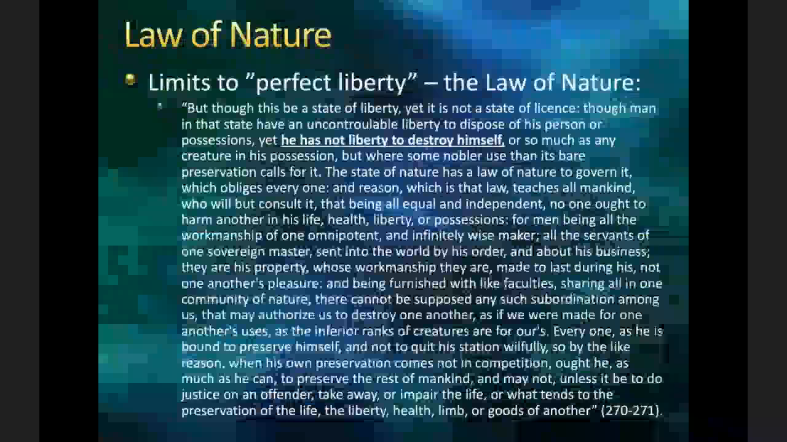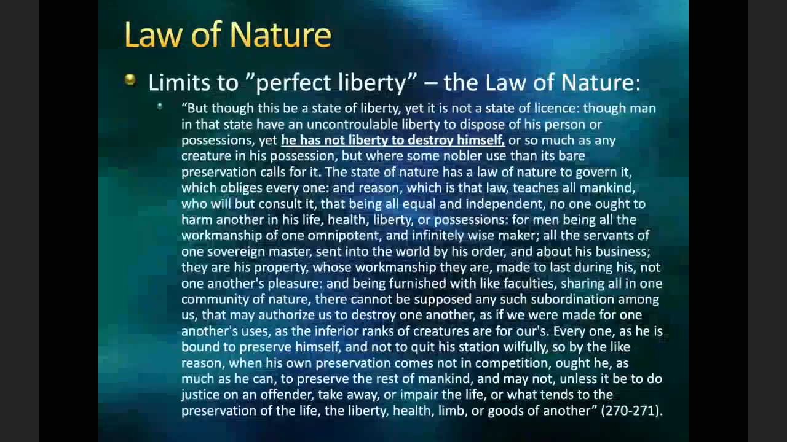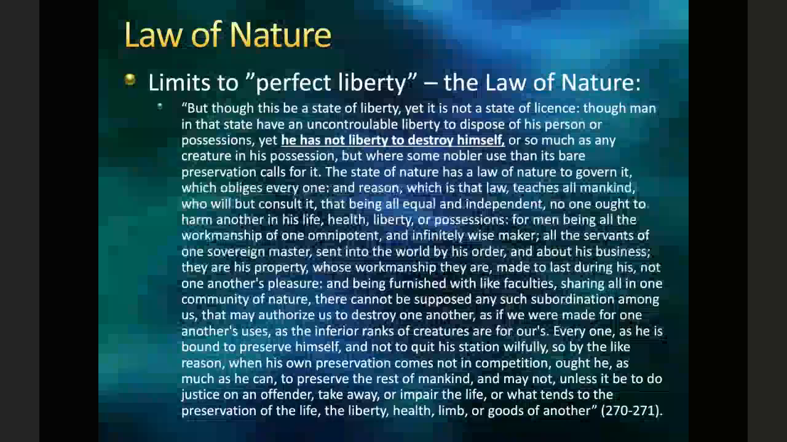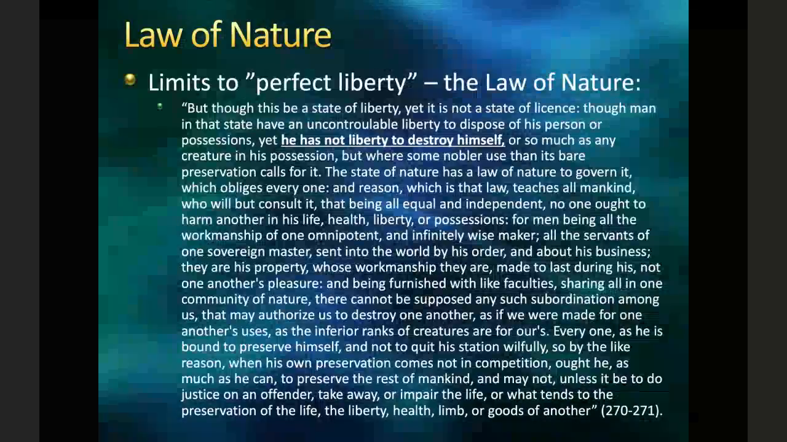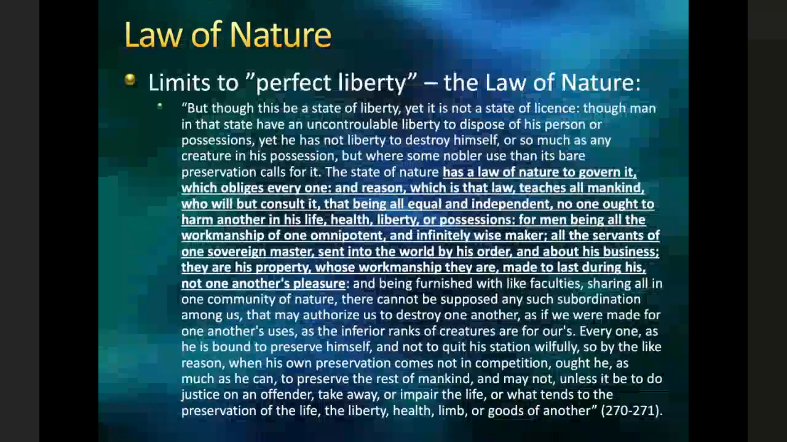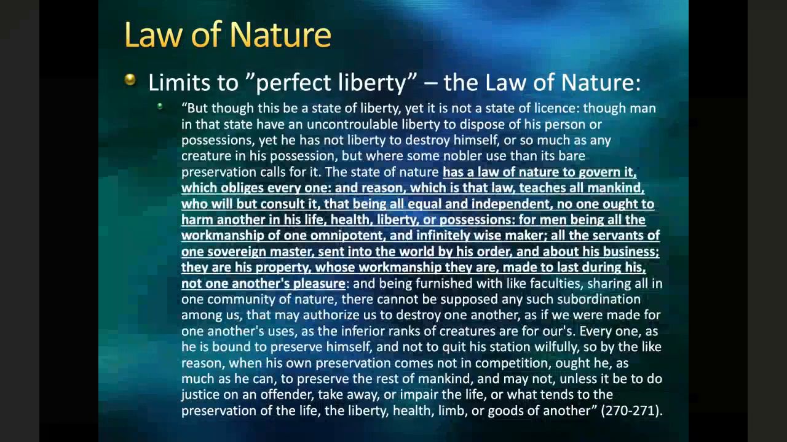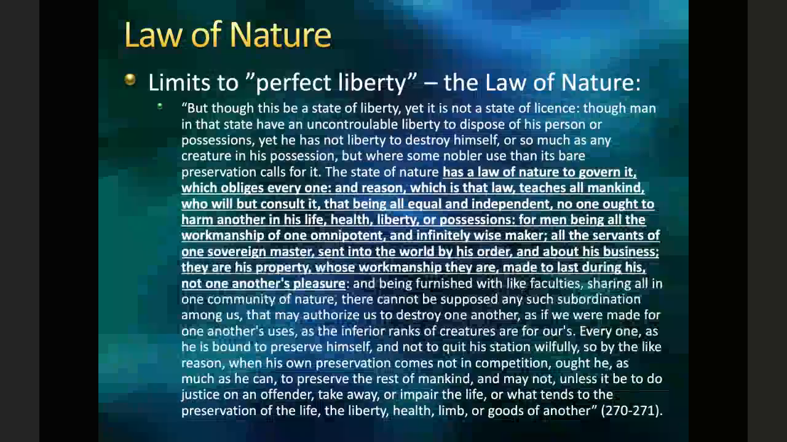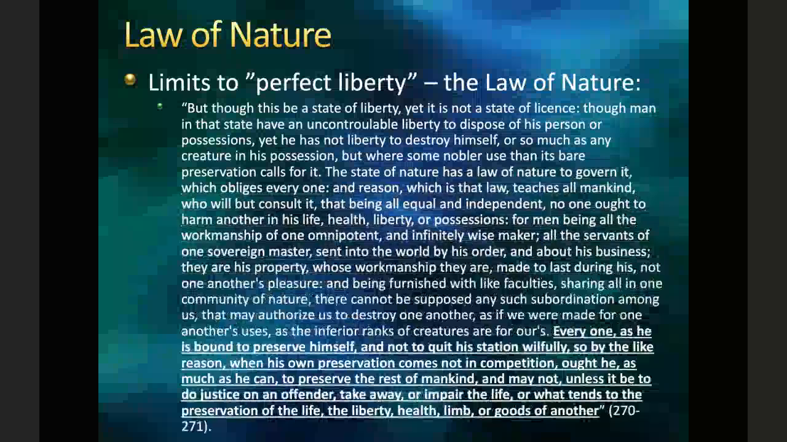Unlike Hobbes, for whom we have an unlimited liberty and an unlimited right in the state of nature, Locke argues that there is a law of nature that constrains our liberty. First, it means, and this is a passage on 270 and 271, that we are not at liberty to destroy ourselves, that we cannot destroy ourselves or submit to our own destruction. And the reason is that because we are all equal and independent, no one should harm each other, because we are ultimately all created by an omnipotent and infinitely wise maker, and all servants of one sovereign master, that we are God's property, and we cannot sell ourselves into the power of another. Therefore, we ought to preserve ourselves. We cannot quit our station willingly. We cannot commit suicide or consent to our own destruction.